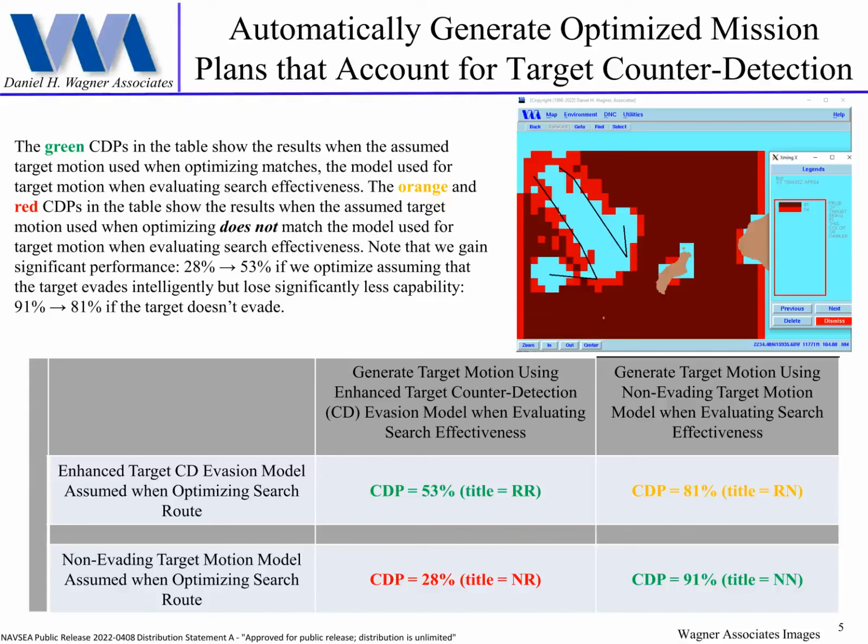And also, of course, this gives you a much better estimate of your true effectiveness, because assuming that the target has the possibility to counter detect you and reacts accordingly, then with our current systems we would be thinking we were getting 91%, but in fact we were getting 28%. So that's a huge difference. And so this will give you not only a better optimized plan, but also a more accurate estimate of your true search effectiveness against an intelligent target.